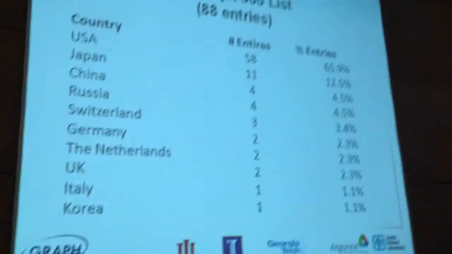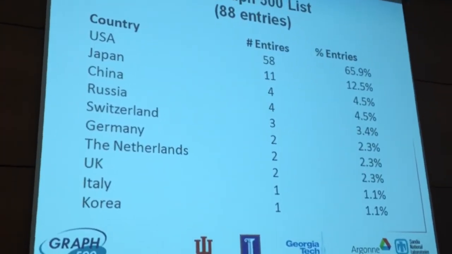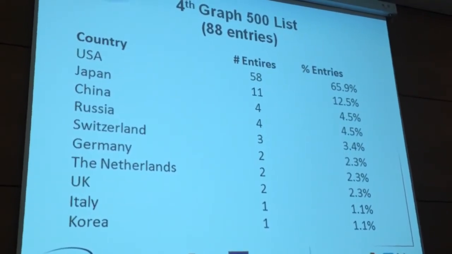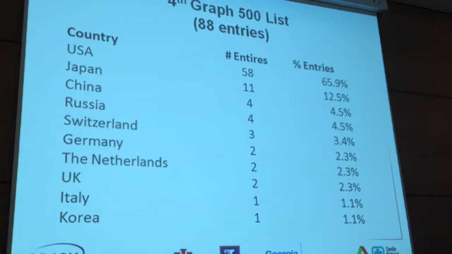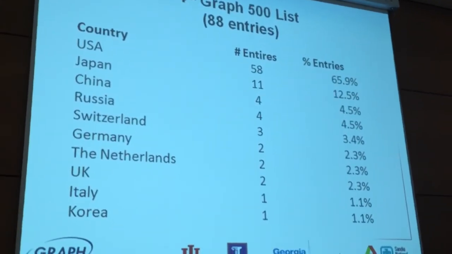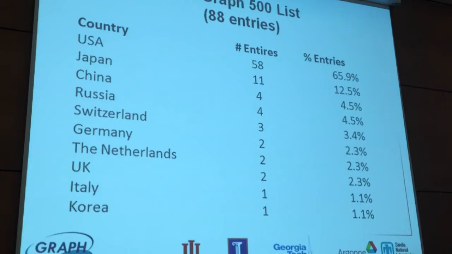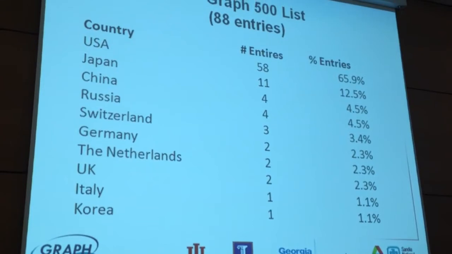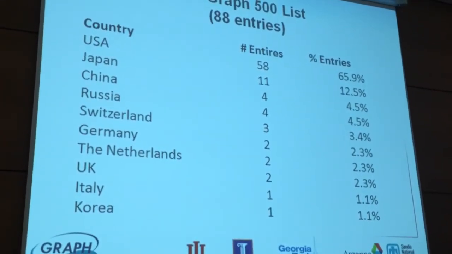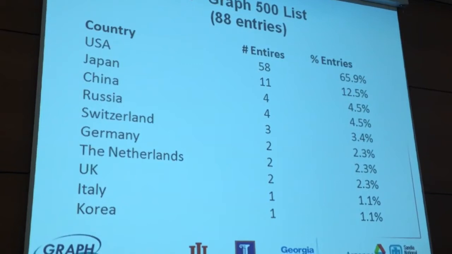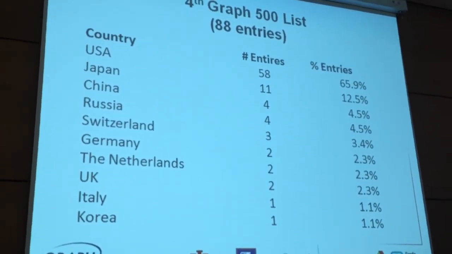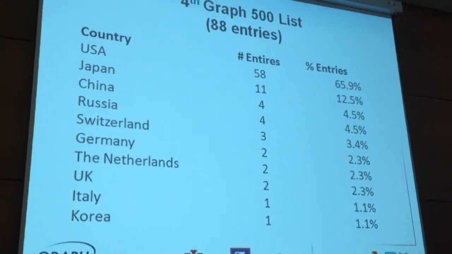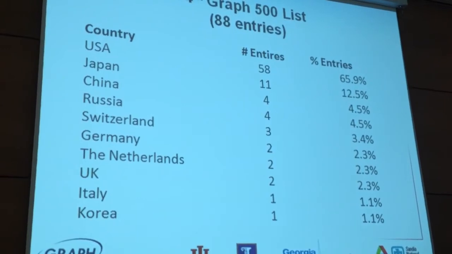We had 88 entries, and before I go through the ranking, I first wanted to say that we had a variety of countries. This isn't a US-dominated effort by any means. We have a lot of participation from around the world, including Japan with 11 entries, quite impressive, China, Russia, Switzerland, Germany, Netherlands, UK, Italy, Korea. So we expect to see a very international representation for the entries on the list, and we look forward to that continuing. There's nothing that is US specific about graph problems, so we're encouraged by that.